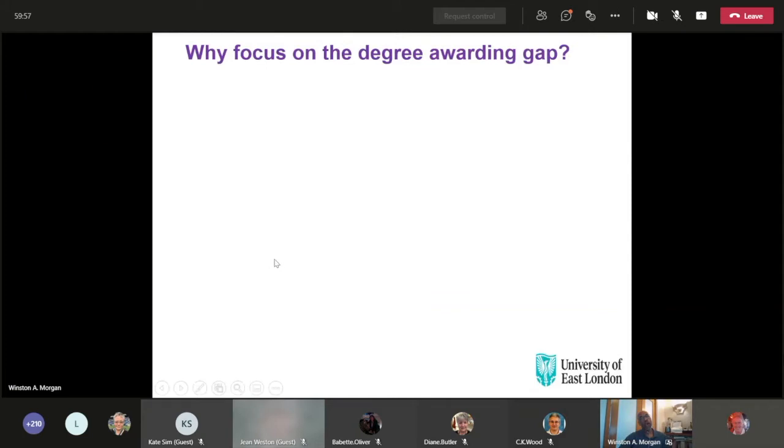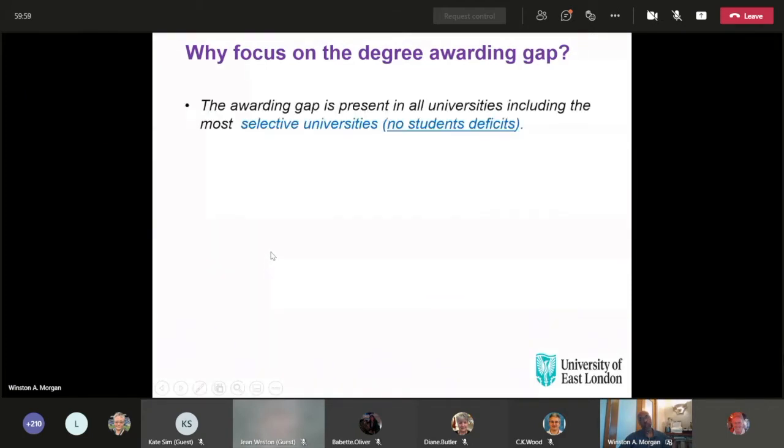Okay, so why focus on the awarding gap? Well, the awarding gap is present in all universities, including our most selective universities, where students will come in with no deficits in terms of education or social background. Some of their parents would have gone to university. This doesn't seem to make a difference. Whereas if you're a white student, all of these things will help you to be more successful, but we can see these things not being a factor for BME, particularly Black students.